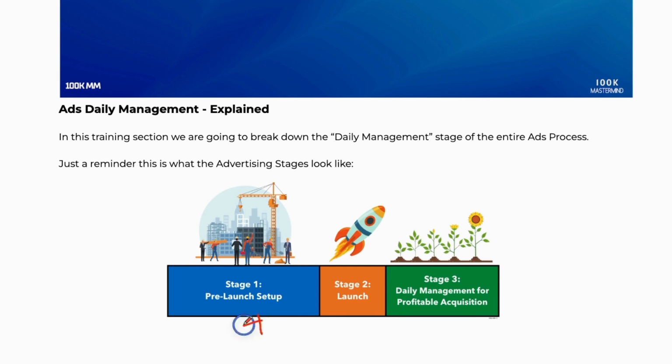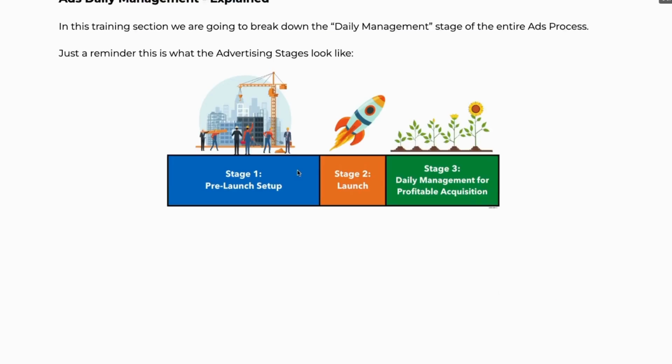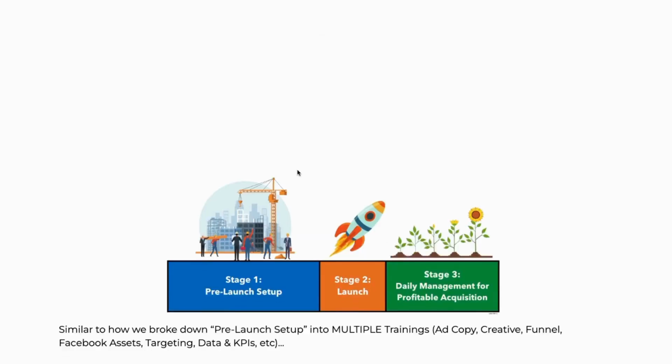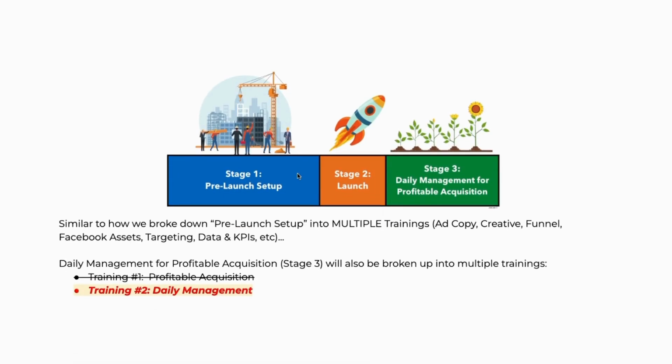Step 1 was all about the pre-launch step, stage 2 was all about launch, and then stage 3 was what we call the daily management for profitable acquisition, right? Very similar to how the pre-launch setup had multiple trainings within it, as you already know, we have already been breaking up stage number 3 into multiple trainings as well.